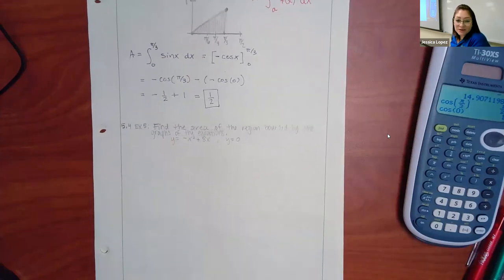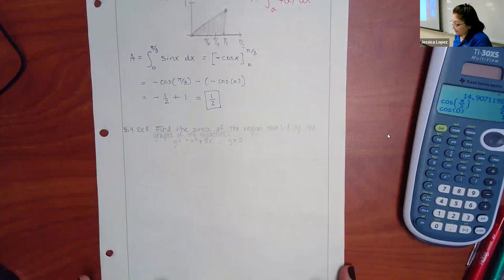Okay. So the next one is the same thing. However, this time I don't have that picture. So we don't really know how far we're going, right? What is it that is shaded between the x-axis and this function here, okay? So we definitely have to graph it.